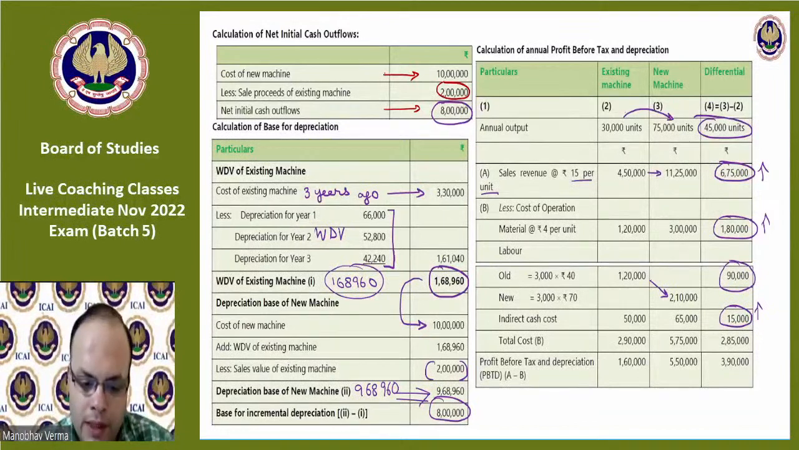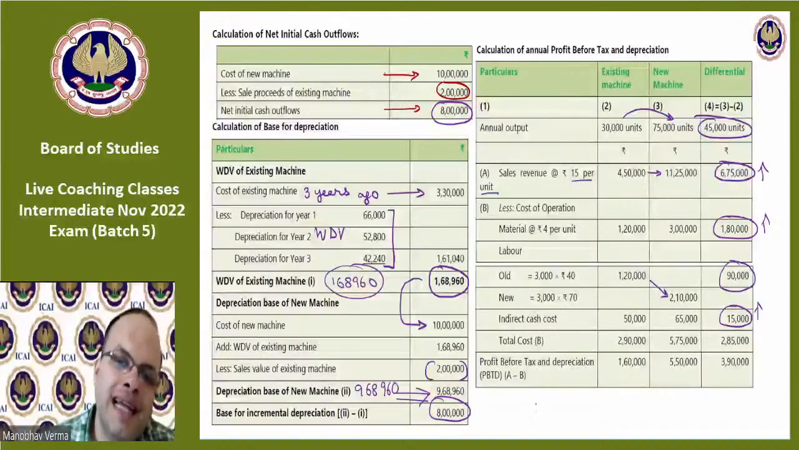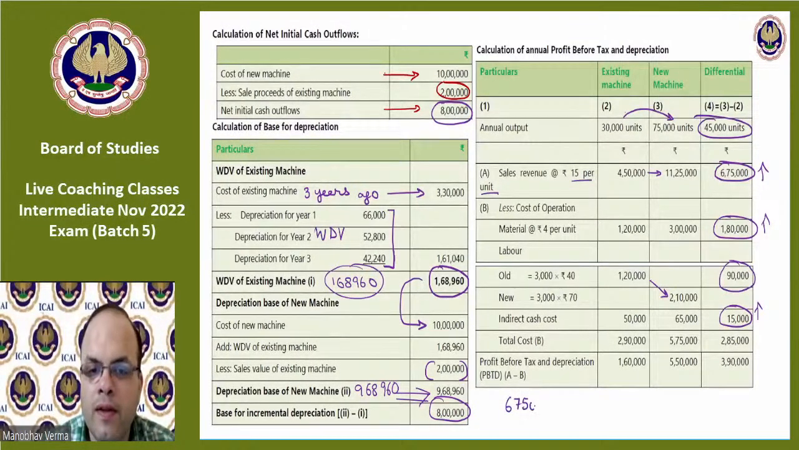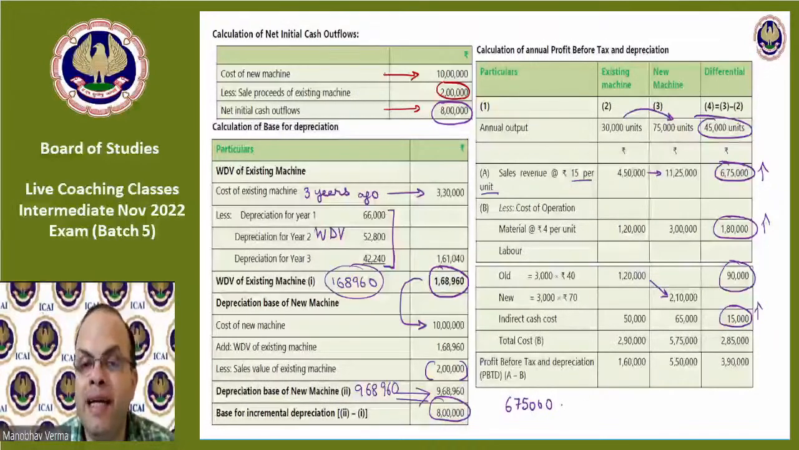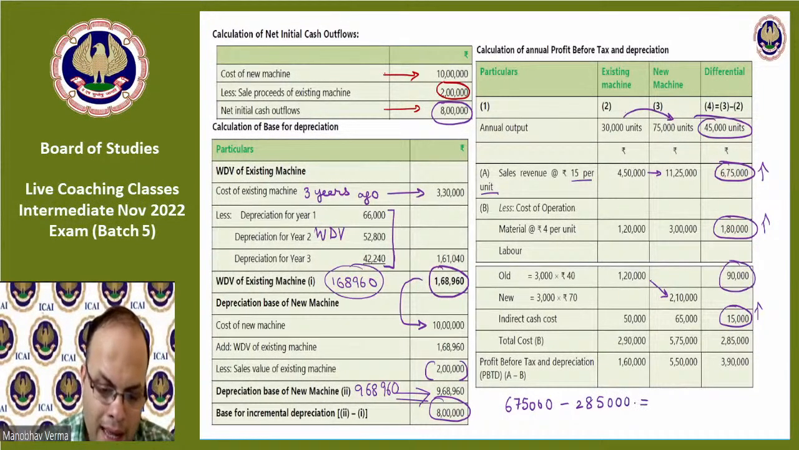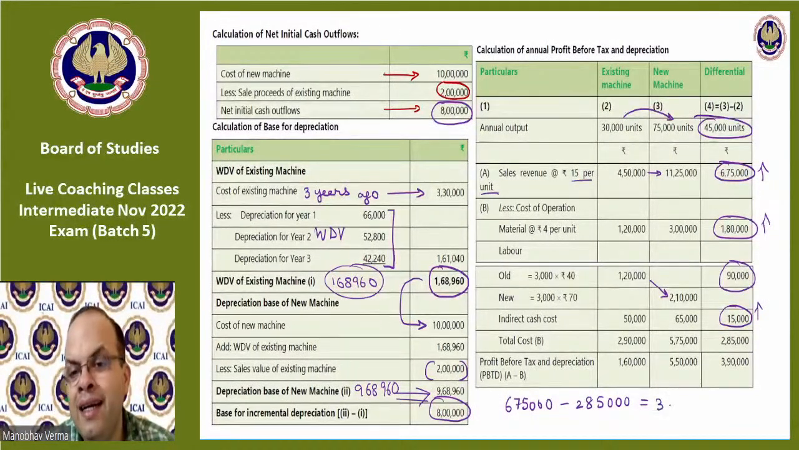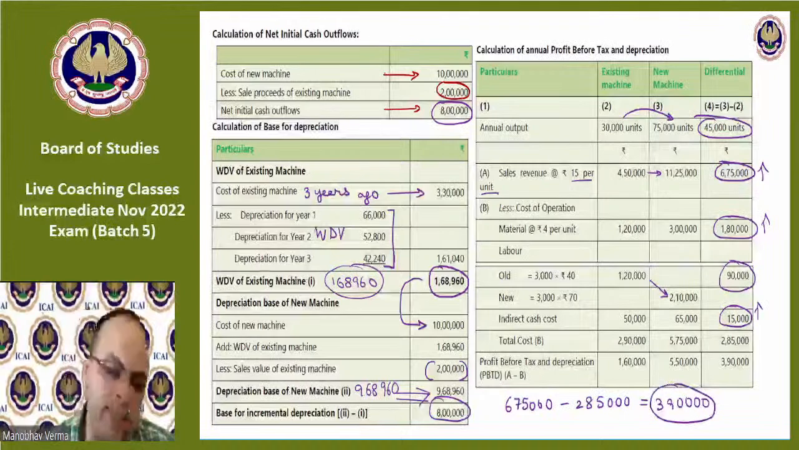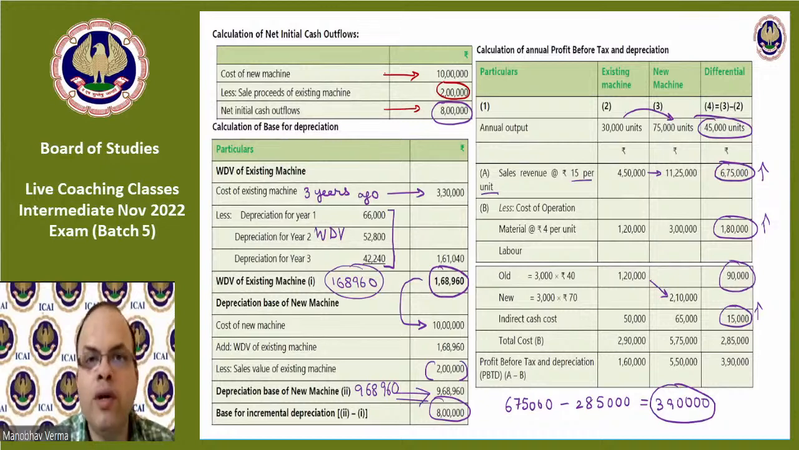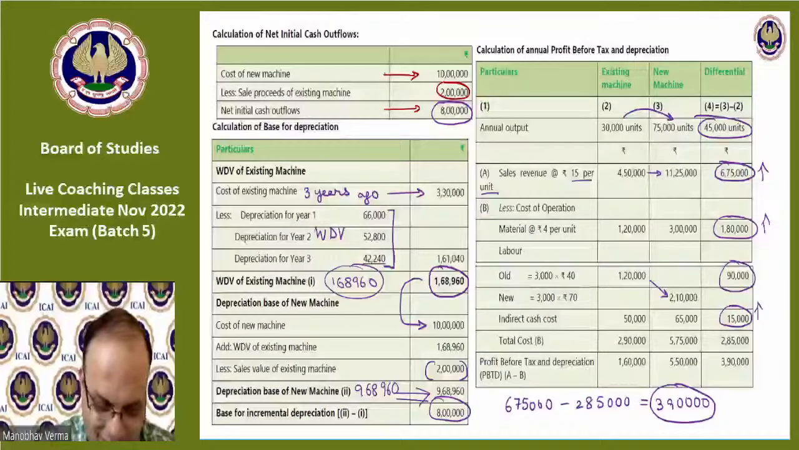So guys, interesting factor. My additional revenue is 6,75,000 here. My total additional cost is 180 plus 90 plus 15, that is 2,85,000. Hence, I'm talking about net 3,90,000 profit before tax and depreciation. But the interesting part is depreciation is yet to be considered. And even more interesting is that depreciation is on WDV basis.